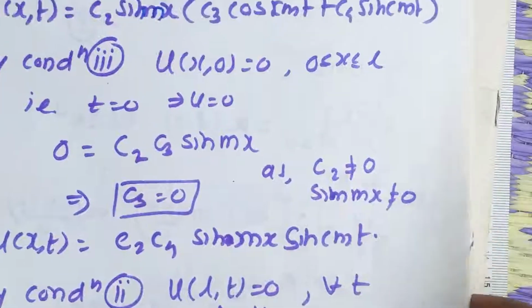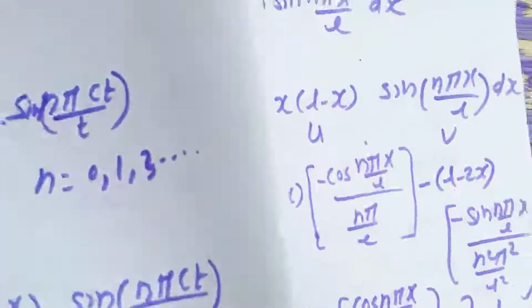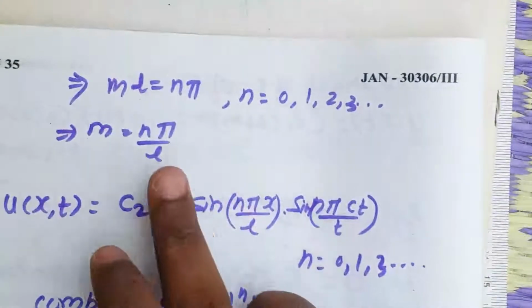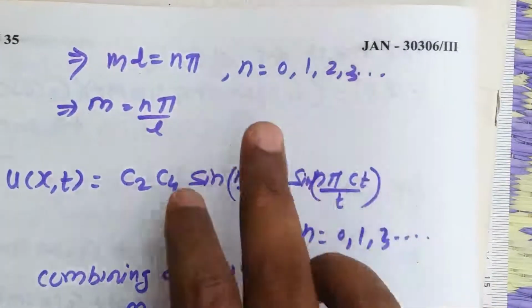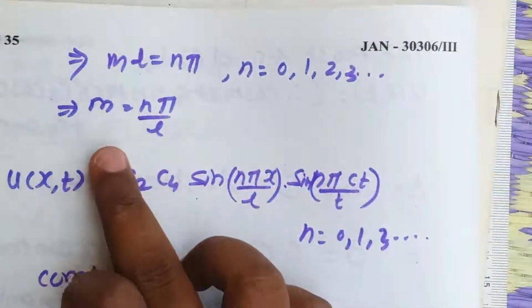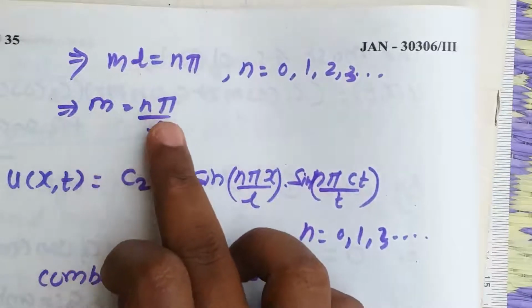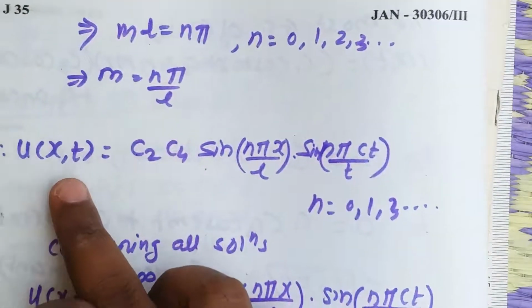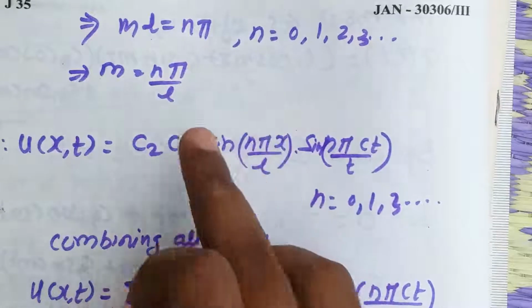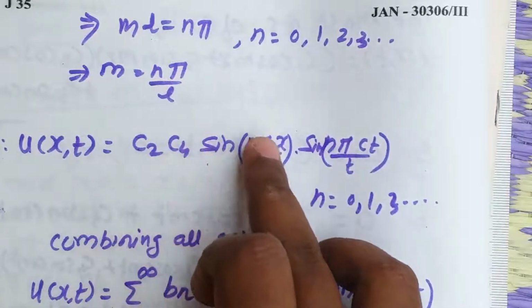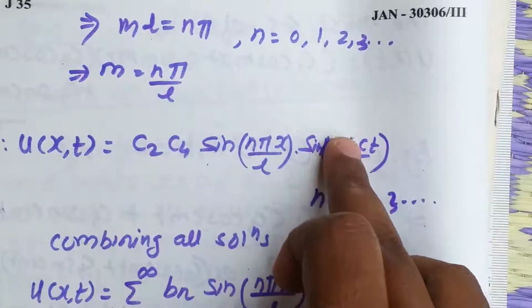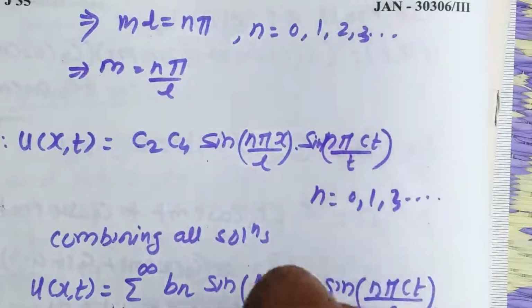And when sin is 0, the angle is n pi, that is when ml equal to n pi, where n starts from 0, 1, 2, 3 up to infinity. So from this we'll obtain the value of m as n pi by l, which will imply u(x,t) is C2 C4. In u(x,t), I have substituted the value of m as n pi by l. Here also m as n pi by l. N starts from 0 to infinity.